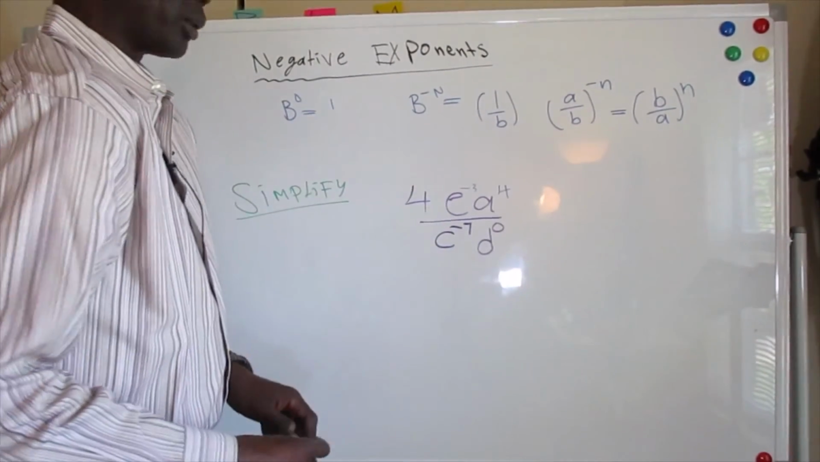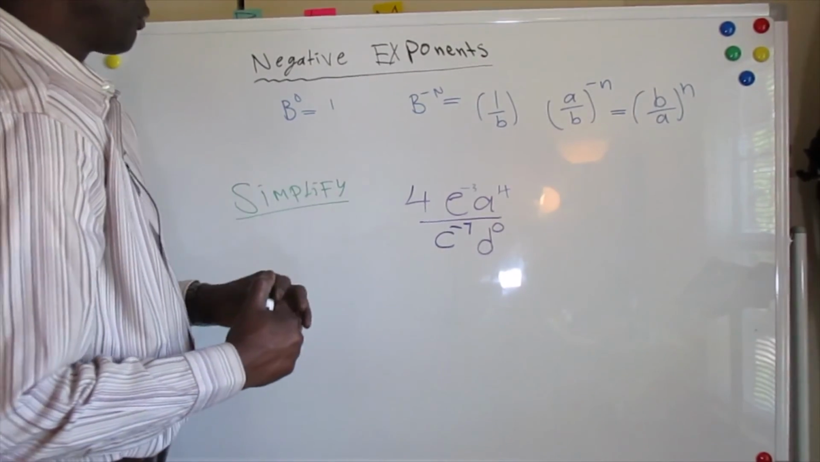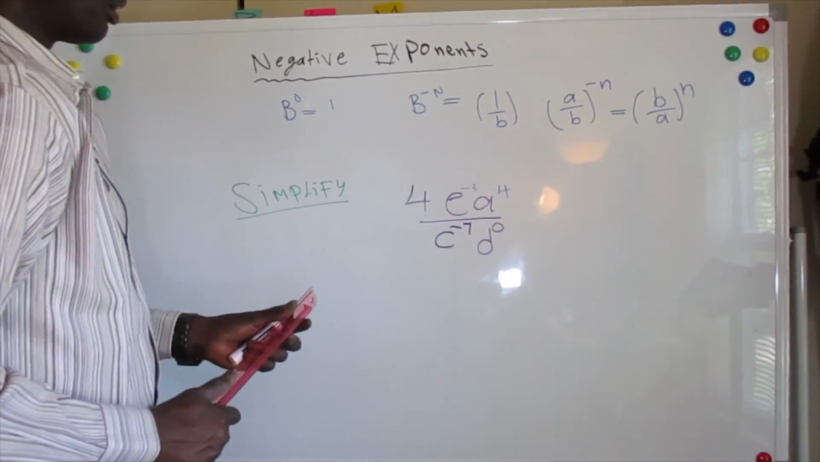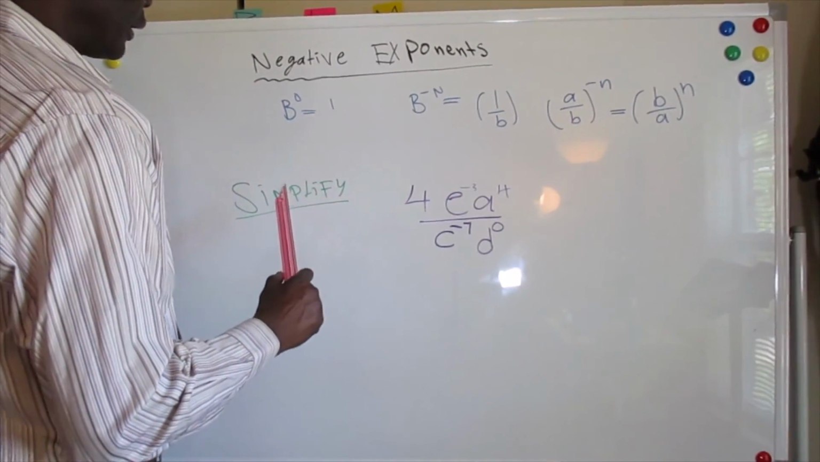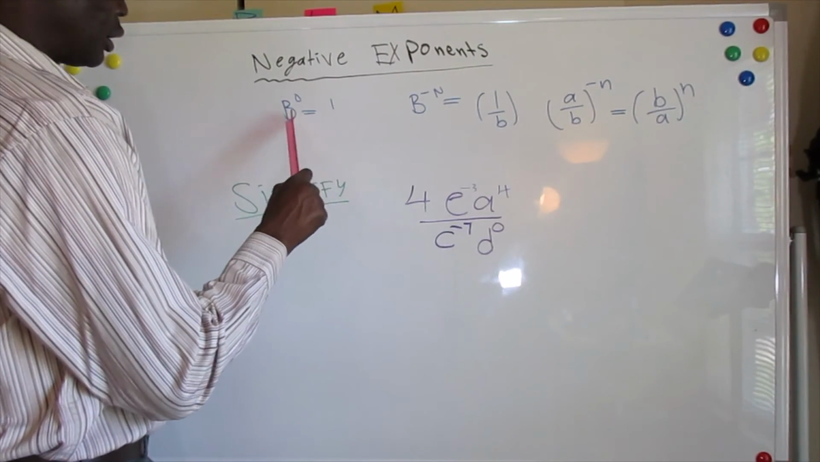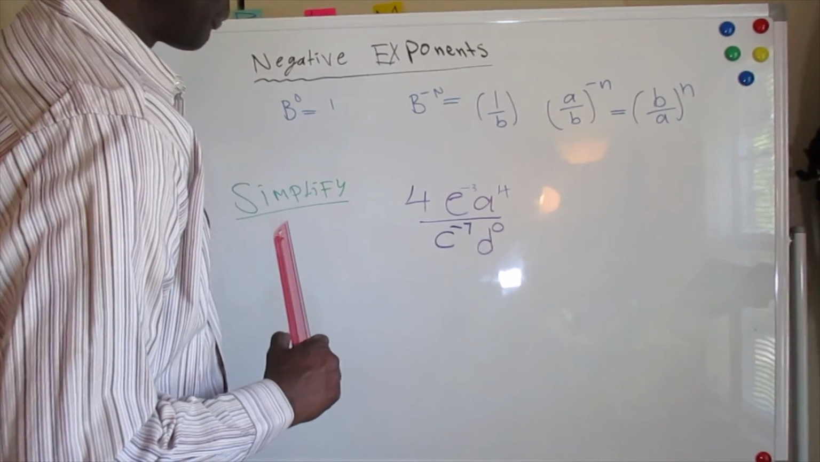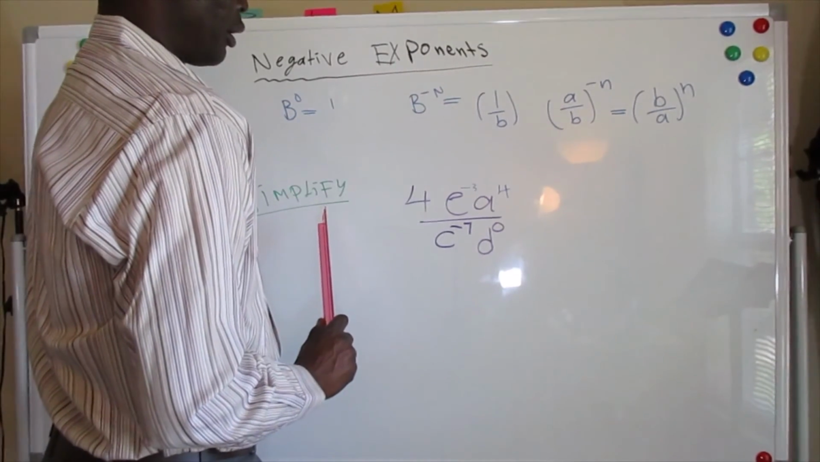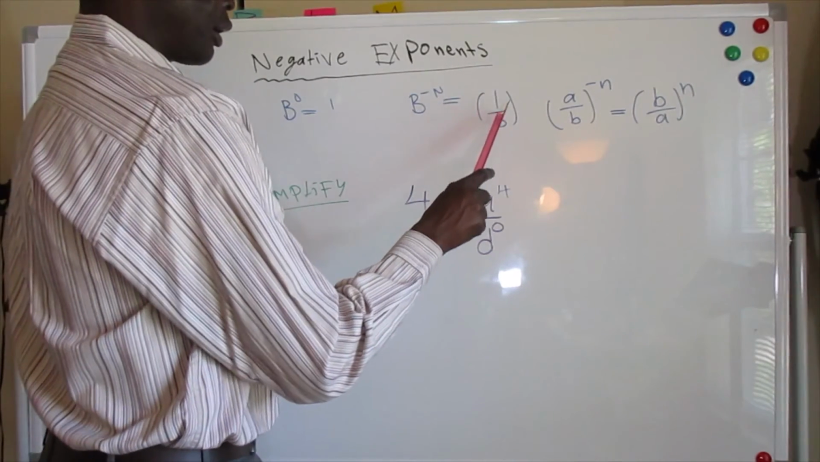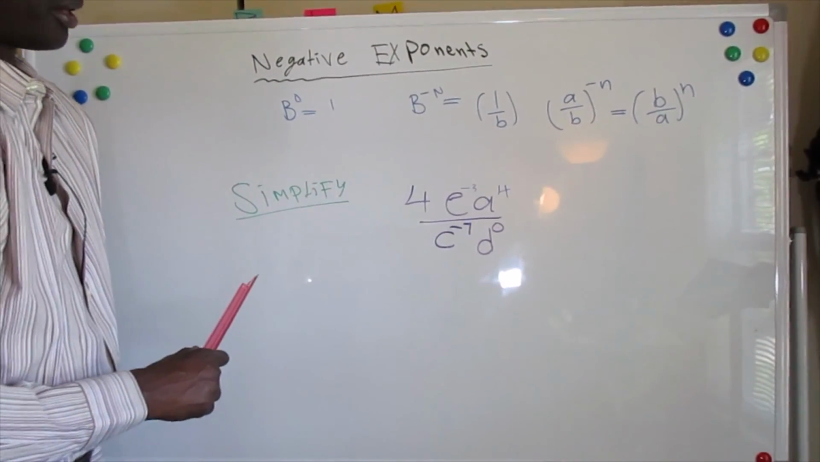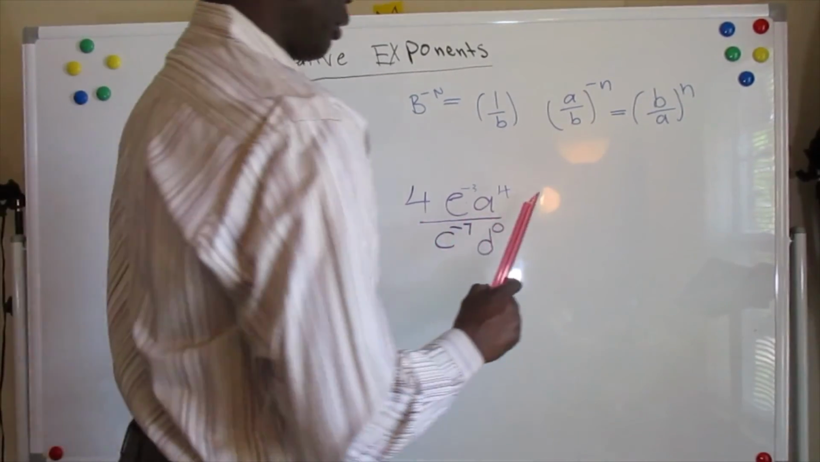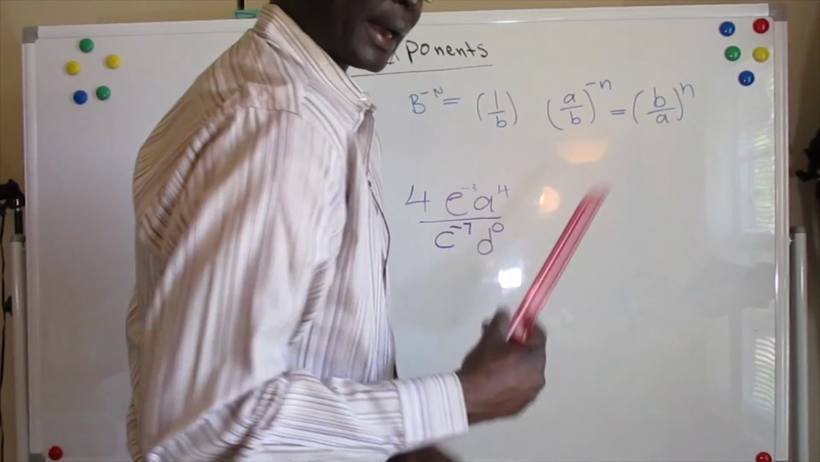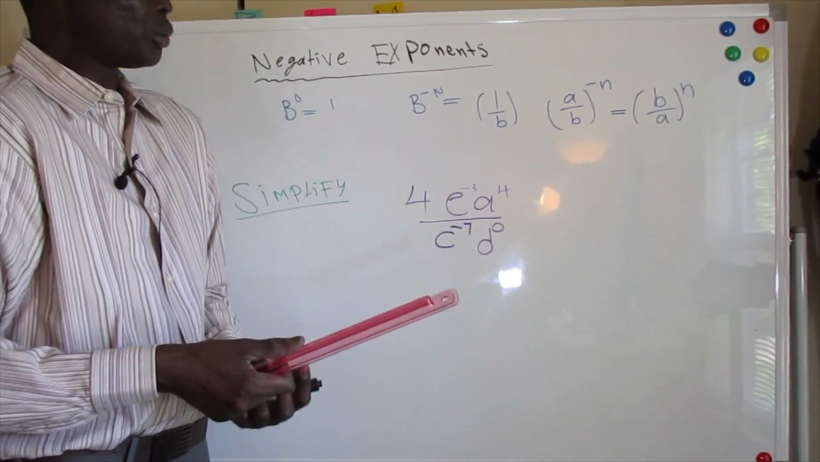In today's video, we will deal with how to solve the problem when you have a negative exponent. In exponent rules, if b exponent 0, the result will equal 1. B exponent minus n, where n is any integer, the result will be 1 over b to the n. If you have a divided by b, all this exponent minus n can be any number. It can be 5, it can be 2, it can be 1.